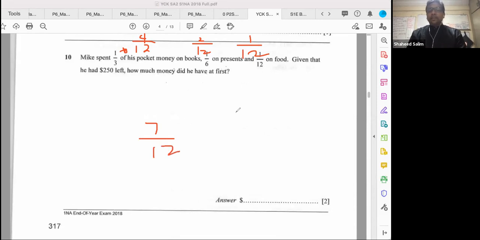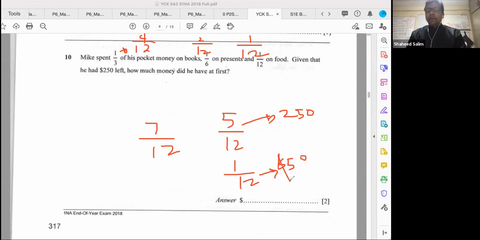So what is the balance? The balance is 5/12. Well, 5/12, 5 parts. 5 parts is $250. What is 1 part? What is 1/12? You divide by 5. 1/12 is actually $50. So you want to find one whole, there are 12 parts, just take 50 times 12. You will get $600. Okay, very simple.